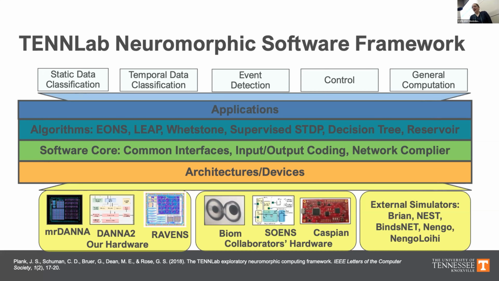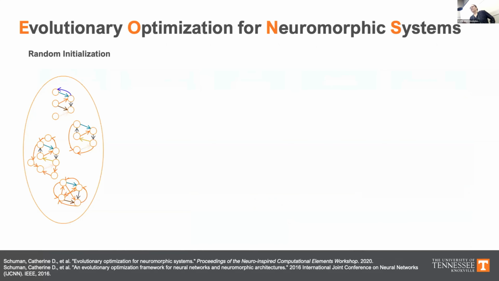So I'm going to focus on one of our algorithms. This is one that I developed starting during my dissertation research, so we've been working on it for over a decade, which is an evolutionary optimization-based approach. Now, Kaushik mentioned this morning that it's not always easy to train spiking neural networks to do tasks for you.